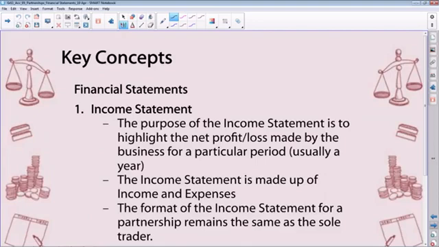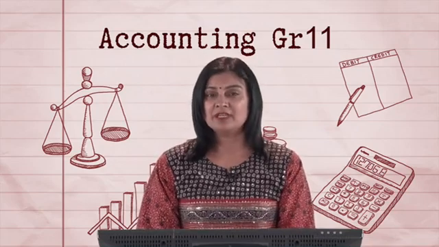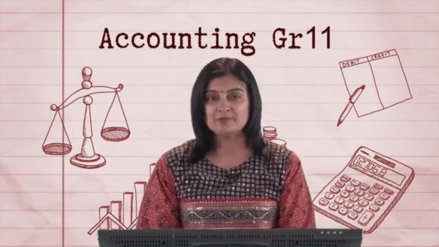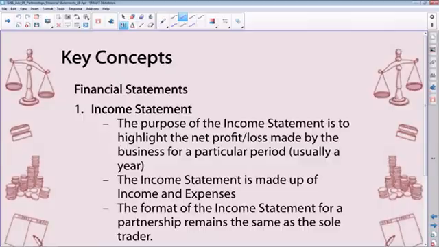Okay, some of the key concepts that you should be familiar with, but let's go through them. When we talk financial statements, remember, we are talking about year end and drafting an income statement as well as a balance sheet. So let's recap on the income statement. The purpose of the income statement is to highlight the net profit or loss made by the business for a specific period, which is usually 1 year.